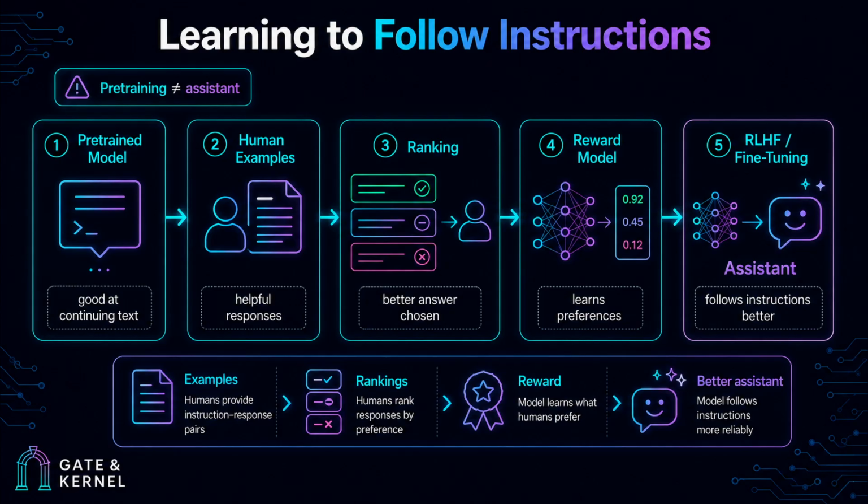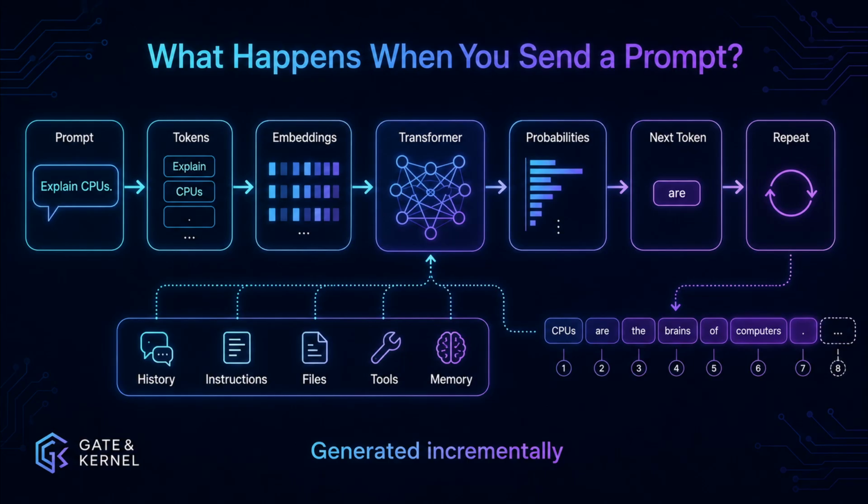Chapter 10. What happens when you send a prompt? When you enter a message into ChatGPT, the system first prepares the information the model needs. At a simplified level, the process looks like this. Step 1. Your message enters the system. Step 2. The message is divided into tokens. Step 3. The tokens are converted into embeddings.